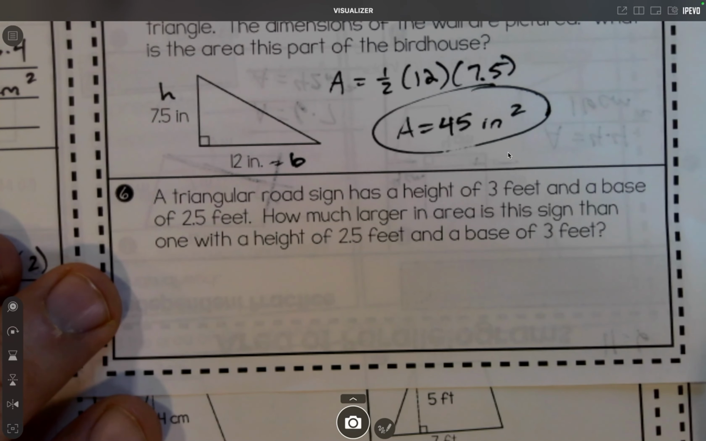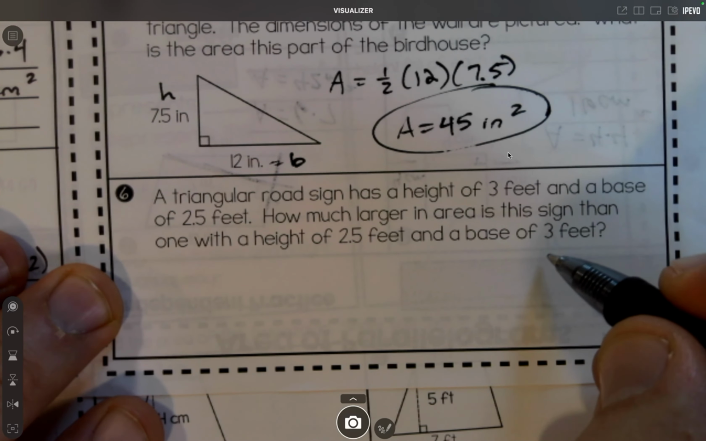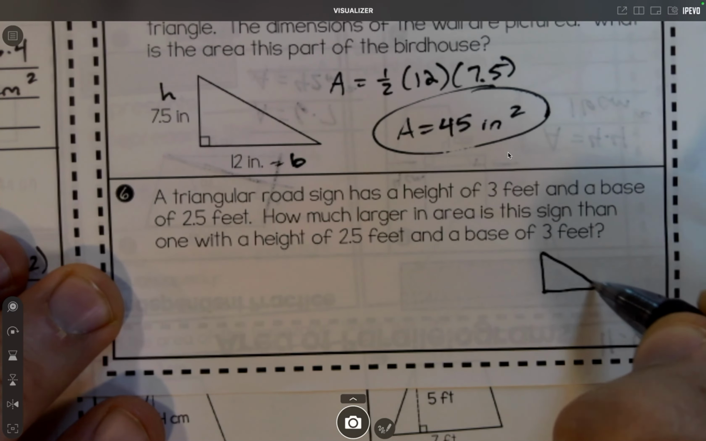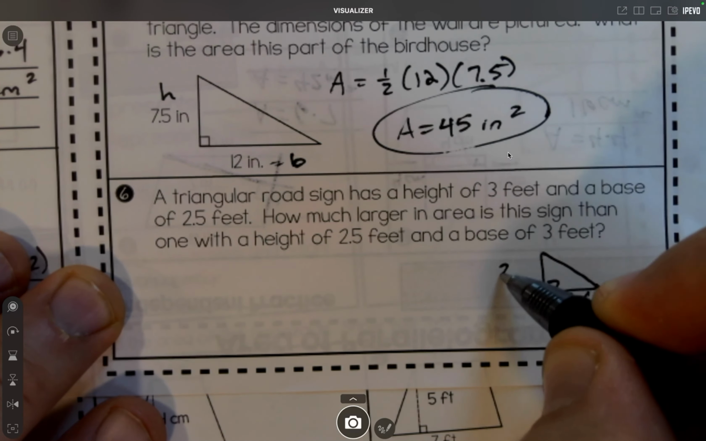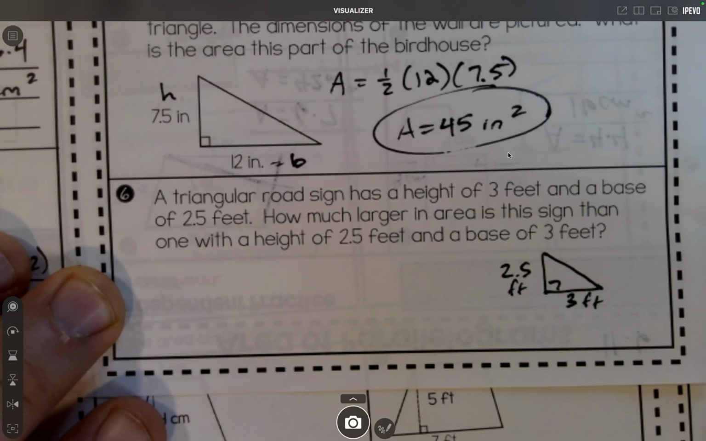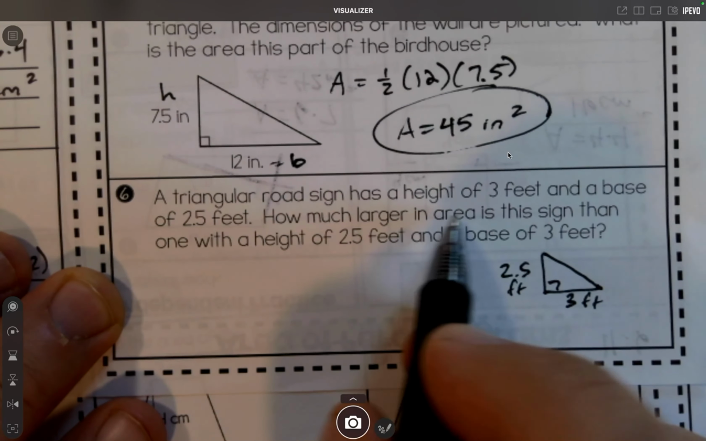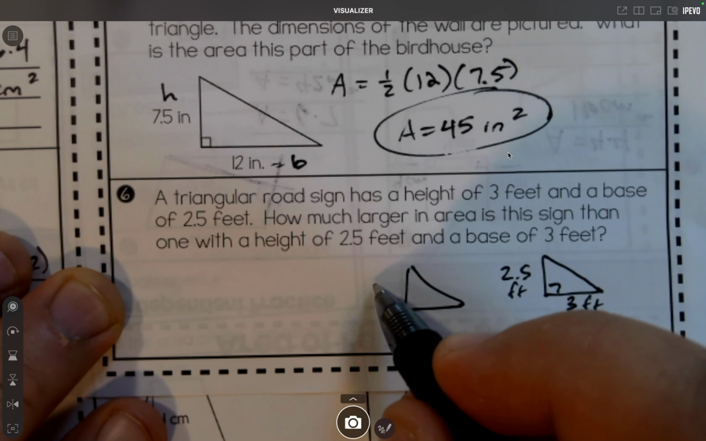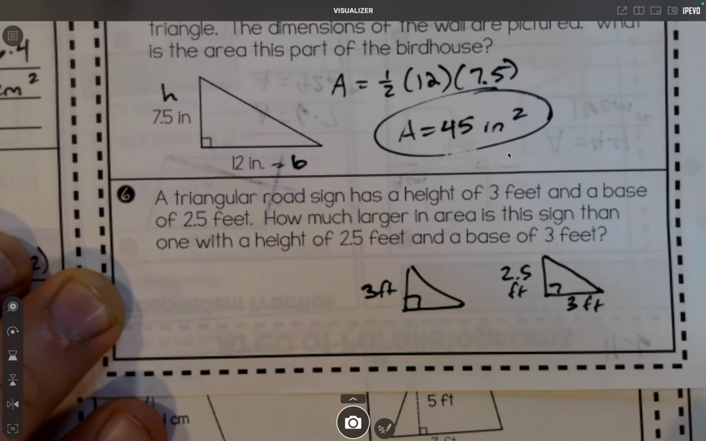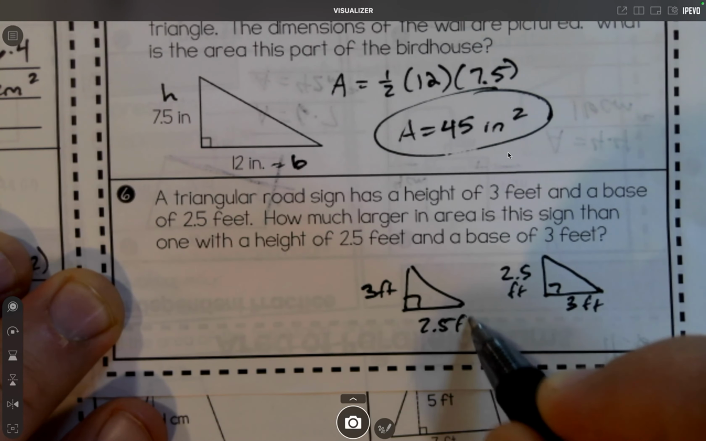A triangular road sign has a height of 3 feet and a base of 2.5 feet. So I'm going to go ahead and just draw this. Doesn't matter what the triangle looks like as long as I get the base is 3 feet, the height is 2.5 feet. How much larger in area is this sign than the one with a height. Oh, I did this backwards. Okay, so this is actually our second sign. Let me try this again. A triangular road sign has a height of 3 feet and a base of 2.5 feet. So that's the first one right there.